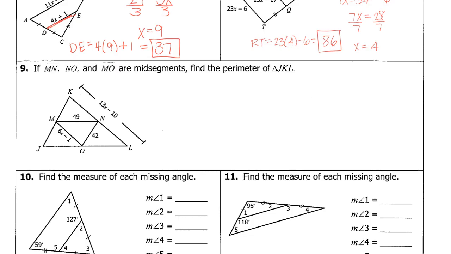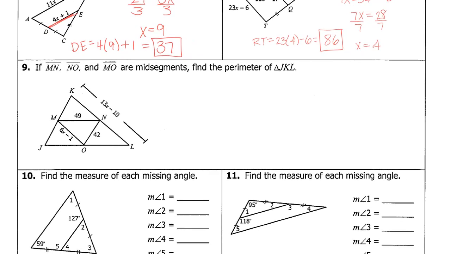Find the perimeter of triangle JKL. Well, I can find JL because I'm just going to take 49 and multiply it by 2. I can also find JK by taking 42 and multiplying it by 2. So I still need to find the length of KL. Remember, all I'm going to do is take my midsegment and multiply it by 2.